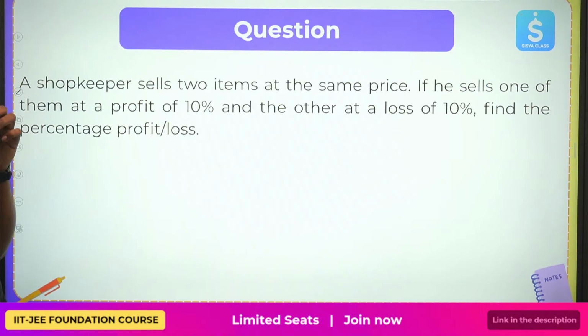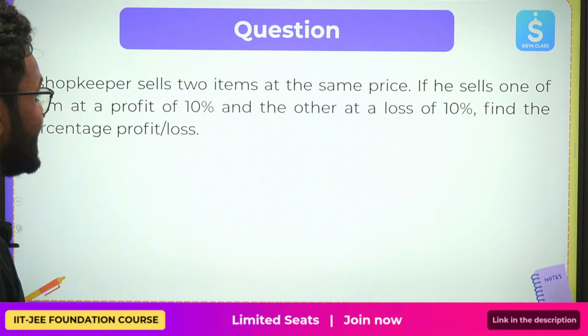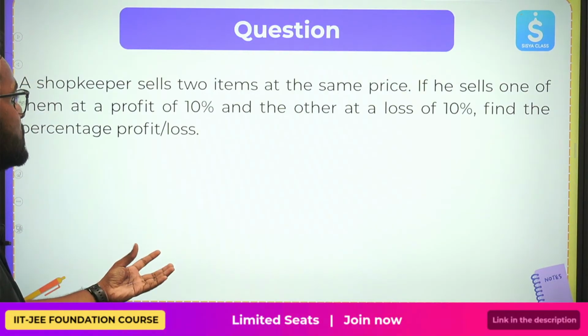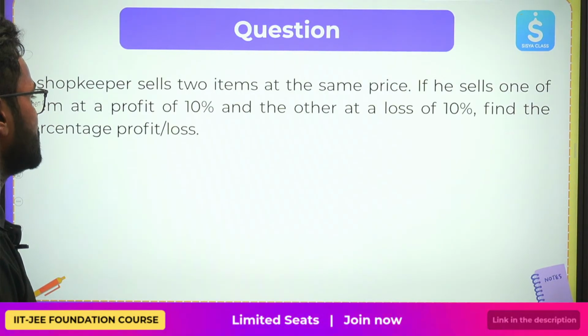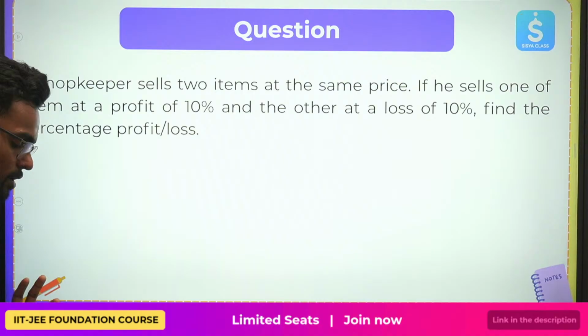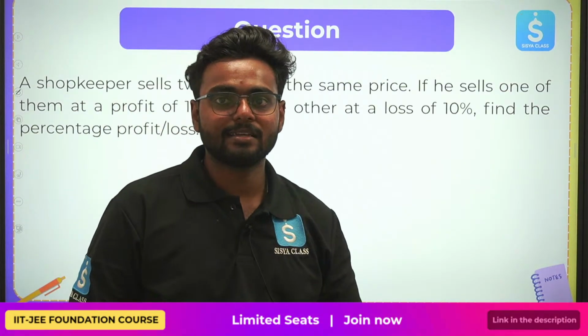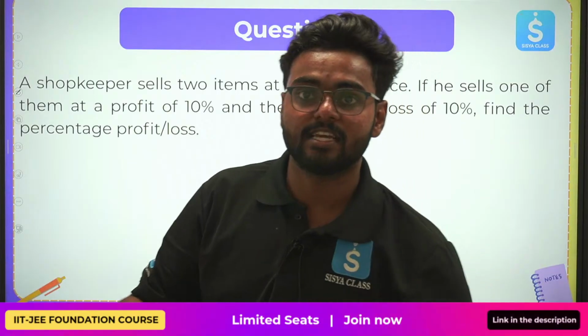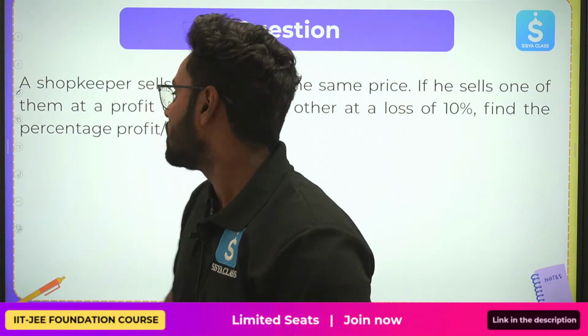Now, see, a shopkeeper sells 2 items at the same price. If he sells one of them at a profit of 10% and the other at a loss of 10%, find the percentage profit or loss. Guys, there are 2 conditions. Yesterday we studied something of this sort, percentage change of a product. We have this formula, right?